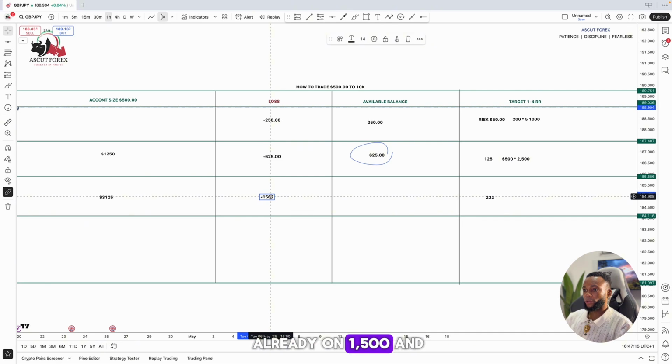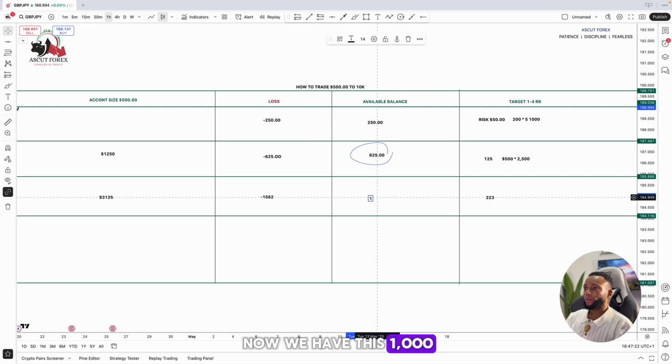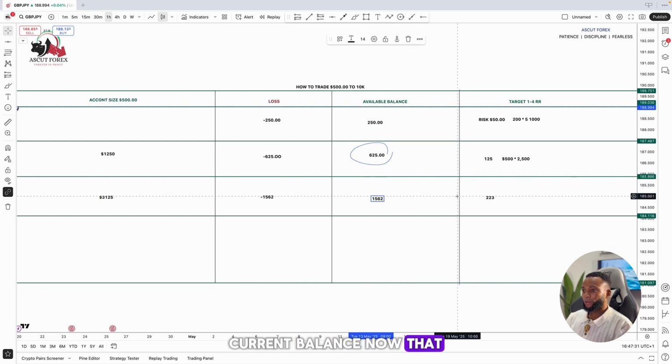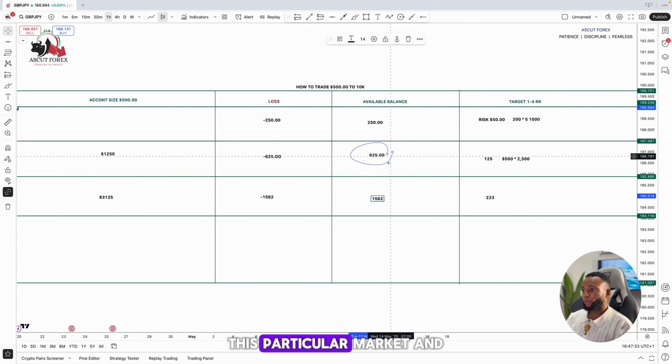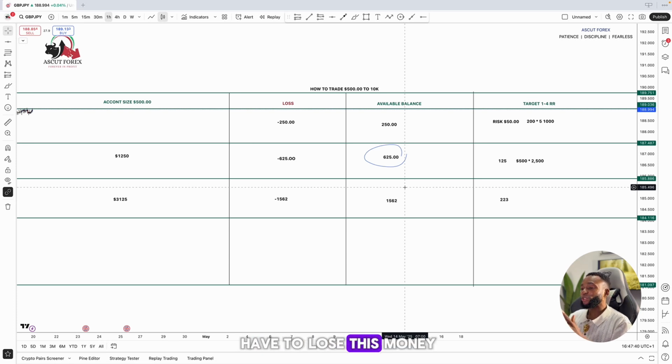We're already on a $1,562 loss. So now we have this new balance of what? $1,562 as our current balance that we have available here in this particular market. And now with this $1,562, we don't have to lose this money. We need to make money. With this $1,562, everything we need to be thinking of is profits, no more losses.